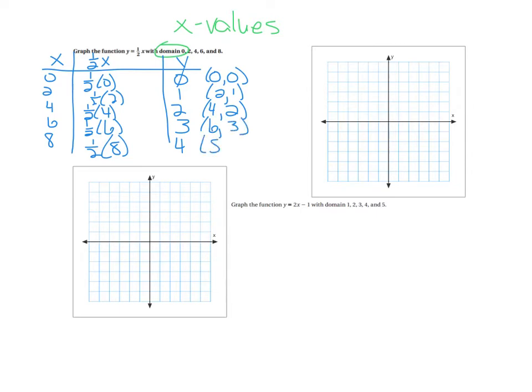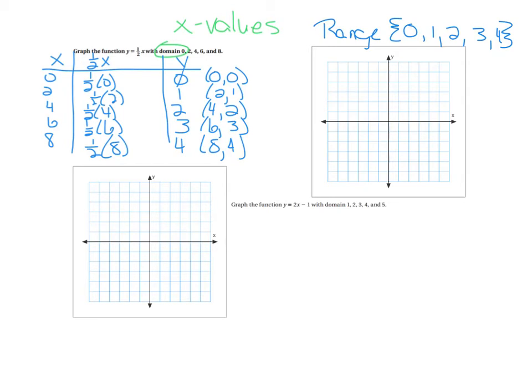Notice that each time they follow the rule. Y is half of x every time. We also found the range. What is the range of this function? Remember, the range is your y values. So we could say that the range for this function, we do the little squiggly brackets, is {0, 1, 2, 3, 4}. Now they want us to graph it.